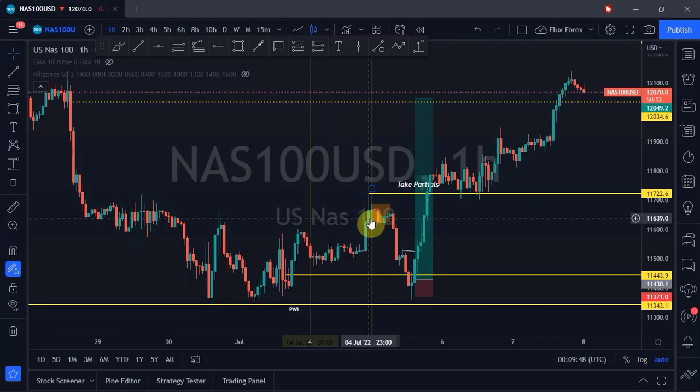That is where the draw on liquidity will head to. So just take that into consideration, most especially if you're a smart money concept trader. Don't ignore the Asian session, and don't ignore your Q zone time either, because look at this.